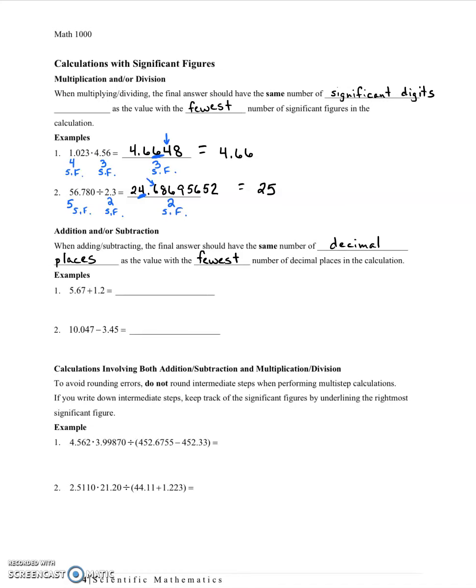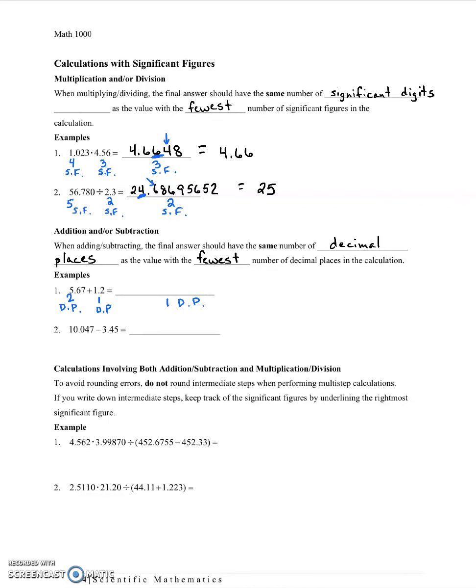So, for example, 5.67 has 3 decimal places. I'm going to write DP. And 1.2 has, and 5.67 does not have 3 decimal places. It has 2 decimal places. Sorry about that. 1.2 has 1 decimal place. So our answer should have 1 decimal place.